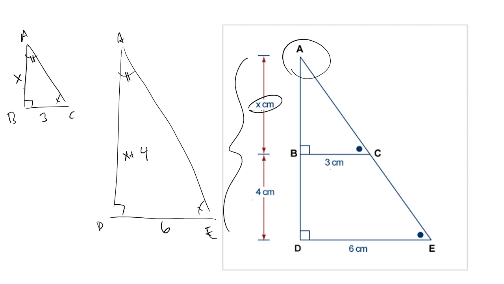So we got this as going to X to 4. So my proportion now is going to be this side is to this side, X is to X plus 4, as 3 is to 6.